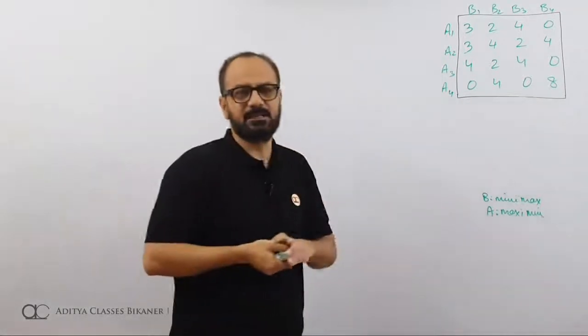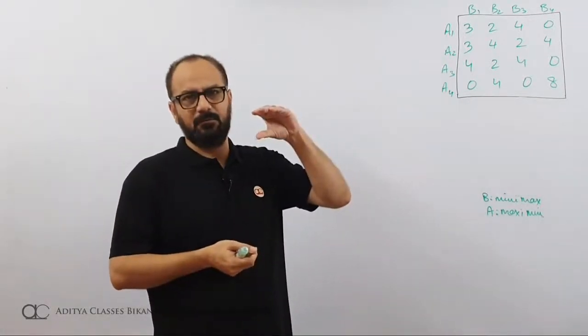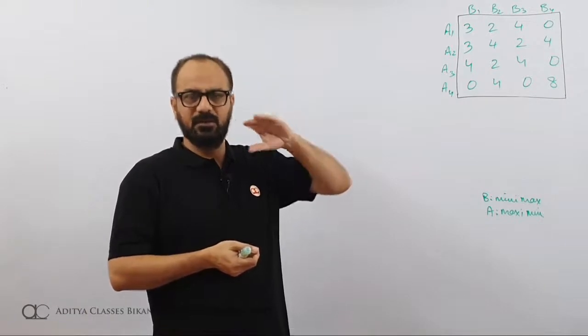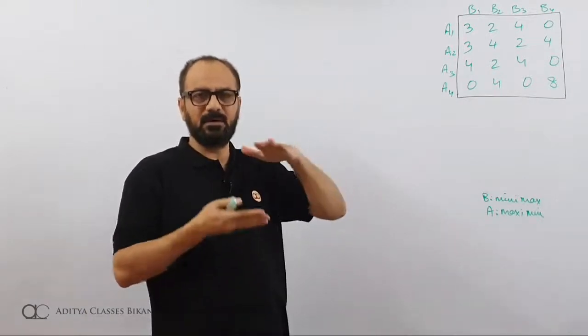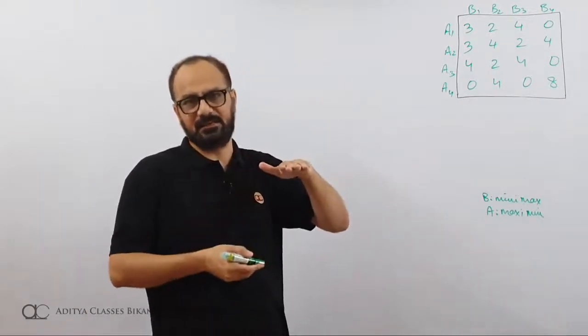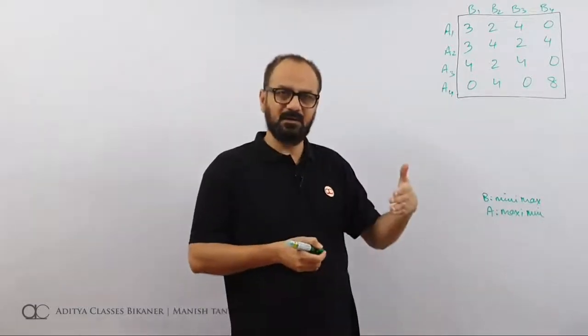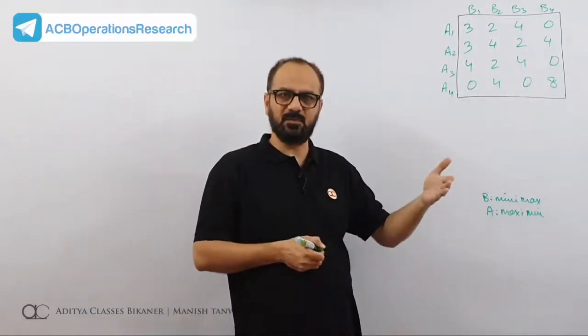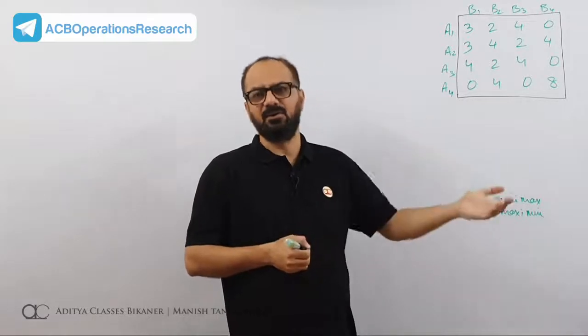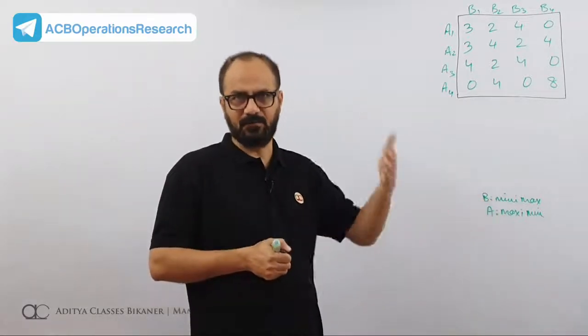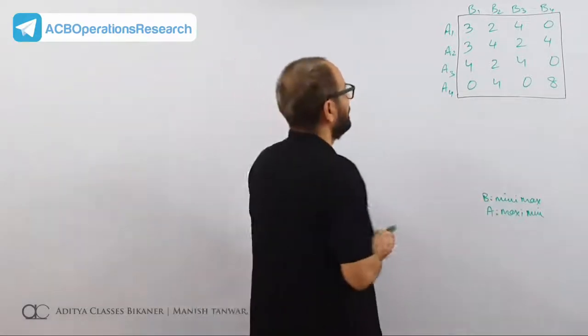How do we look for dominance? We'll compare two strategies, row wise and column wise. When we are comparing rows, the largest strategy is selected. While comparing the columns, the smaller strategy is selected. Why smaller? Because it is a loss and I want a small loss. For the column player, it is a loss matrix.